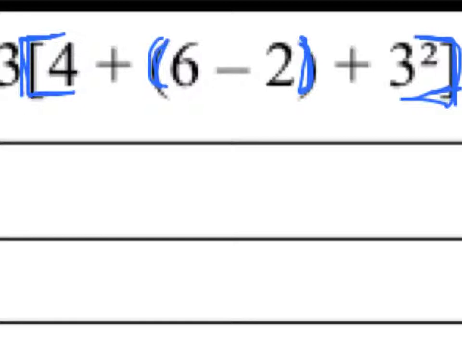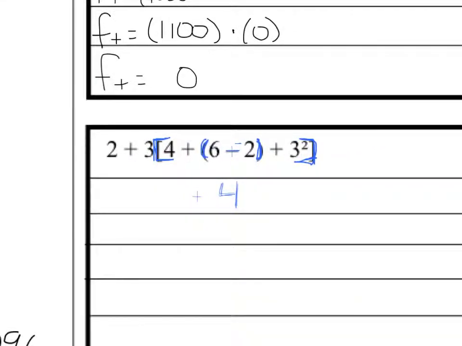So inside this set of grouping symbols, what should I be doing first? Inside the set of grouping symbols, what do I need to do first? Yeah, the parentheses. So inside the grouping symbols, we need to do the grouping symbols first. So the first thing I need to do is the grouping symbol inside the grouping symbol, which is 6 plus negative 2 is 4. And I'm just going to rewrite everything else. Everything else stays exactly the same.